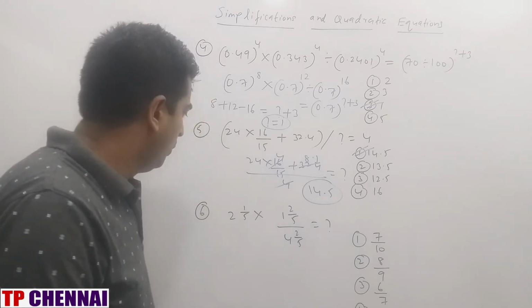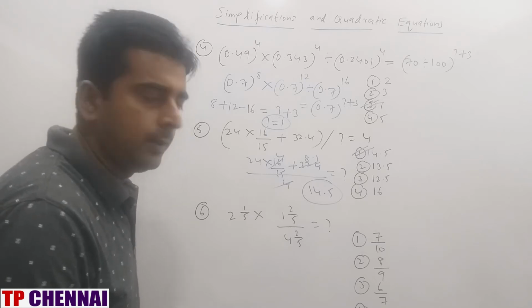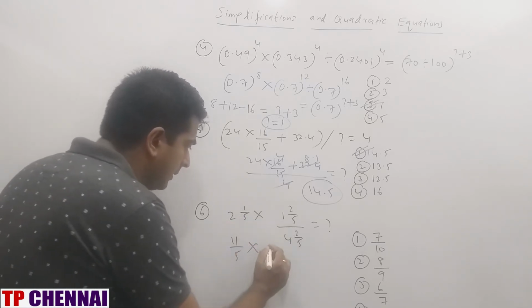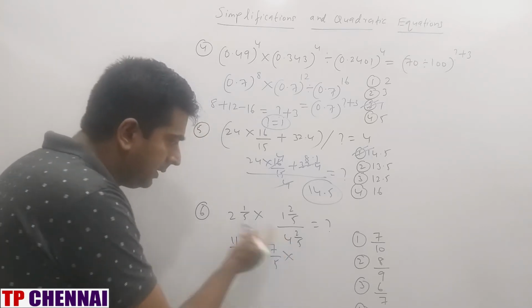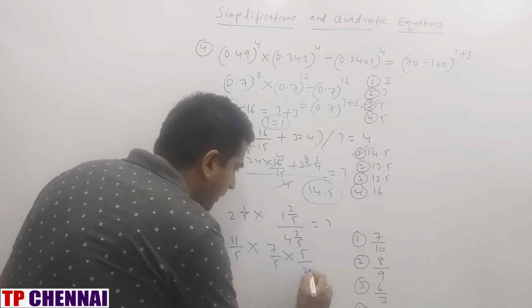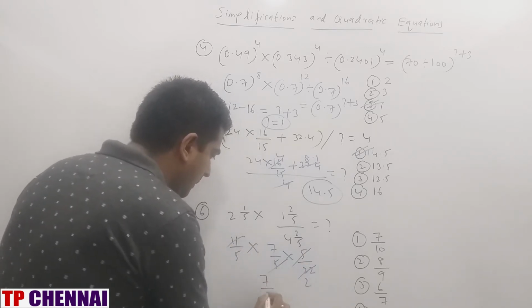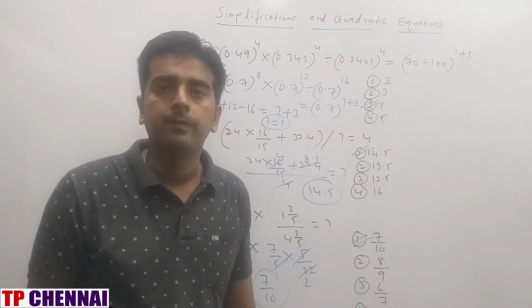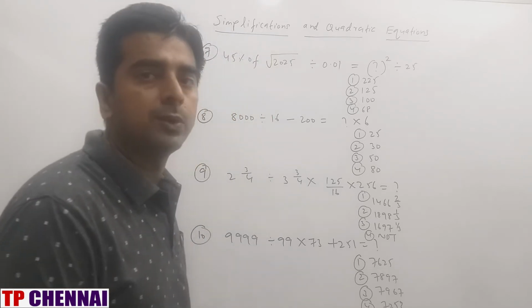Next one, 2 1 by 5 into 1 2 by 5 divided by 4 2 by 5. So this is 2 1 by 5 is 11 by 5 into this is 7 by 5 into 22 by 5, but this is in division, so this will be 5 by 22. 5 cancel, 11 2s are 22, 7 by 10 is my answer, which is first option. So I hope you are clear with previous question. Now we will see last 4 questions of simplification.